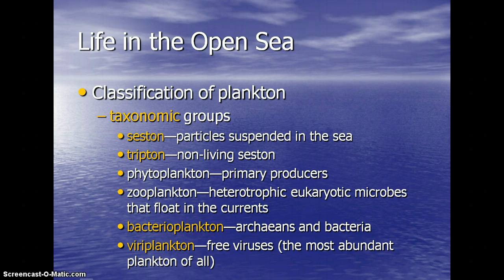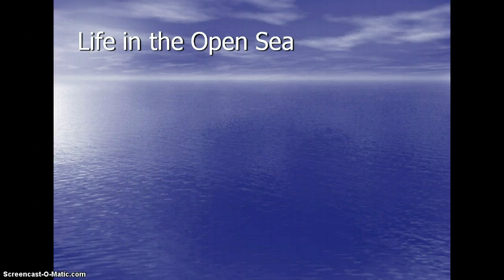Two things that you may not have heard before. The first one is seston. Seston basically just means particles that are suspended in the sea, living particles suspended in the sea. Tripton are a special kind of seston. So they are seston that has died, basically. They're non-living seston. So they're non-living particles that are suspended in the sea. So we can classify plankton based on taxonomic group.